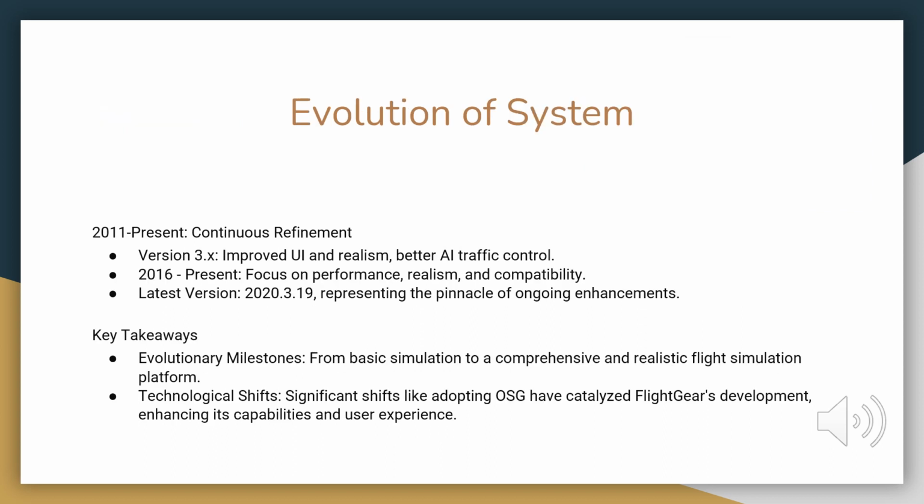Okay, and for the evolution of the system, from 2011 to the present, it's a continuous refinement. So it's improved UI and realism, and it has better AI traffic control. And then from 2016 to the present, we focused more on performance, realism, and compatibility. So the key takeaways are the evolutionary milestones, from basic simulation to a comprehensive and realistic flight simulation platform. And then the technological shifts, where the significant shift of adopting OSG has catalyzed FlightGear's development, enhancing its capabilities and user experience.